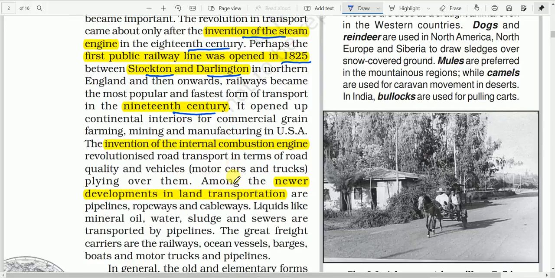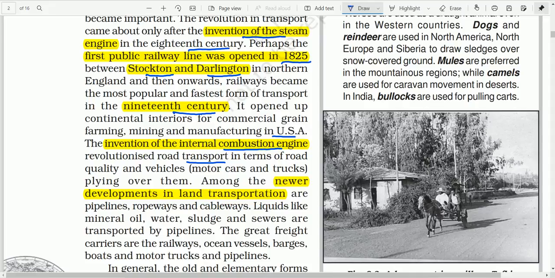power driven. Okay, so it opened up the continental interiors for commercial grain farming, then mining and manufacturing in USA. And after that, the invention of the internal combustion engine, another type of engine, revolutionized road transport in terms of road quality and vehicles. Motor cars and trucks flying over them.